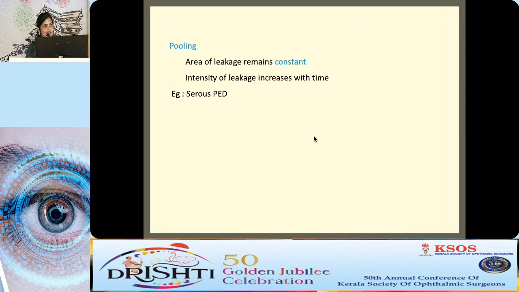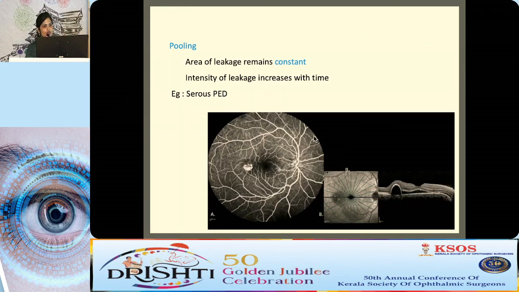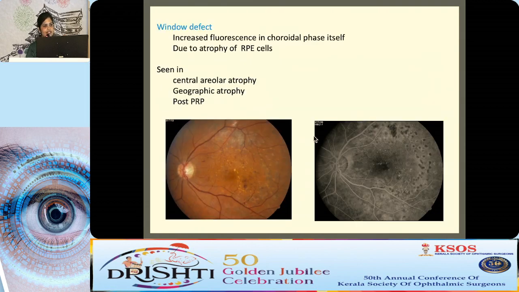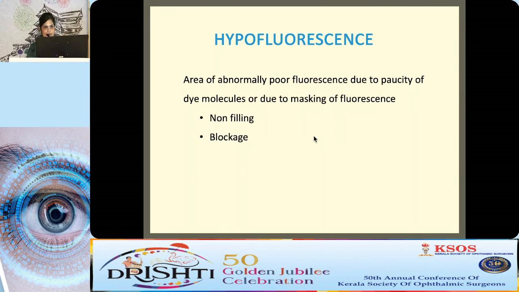Next is pooling. In this, the area of the leakage remains constant. Intensity of the leakage increases with time, but the area of the leakage remains constant. An example is serous PED in CSR. Next is staining. Staining is no change in intensity or size. Next is window defect. It is increased fluorescence in the choroidal phase itself due to the atrophy of the RPE cells.